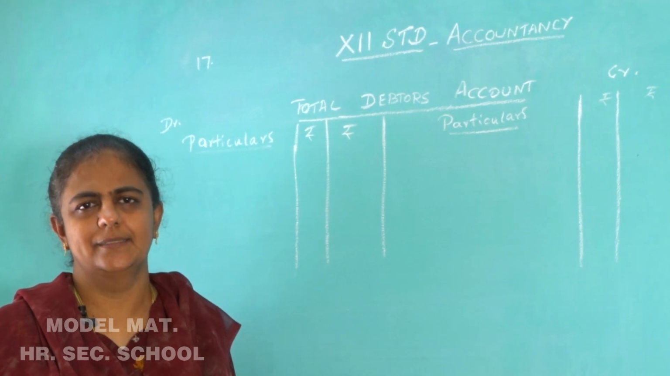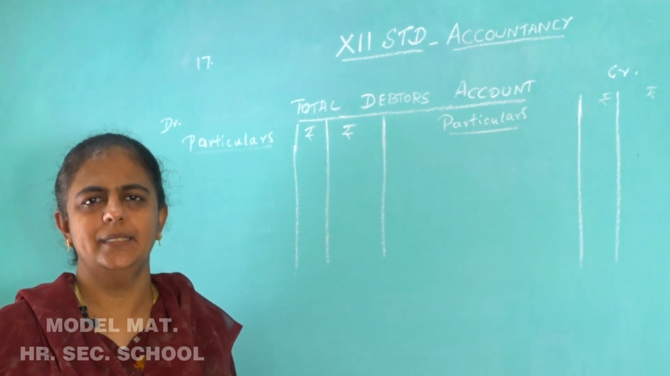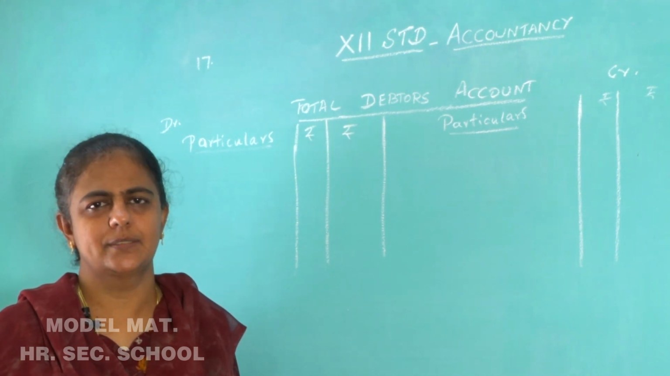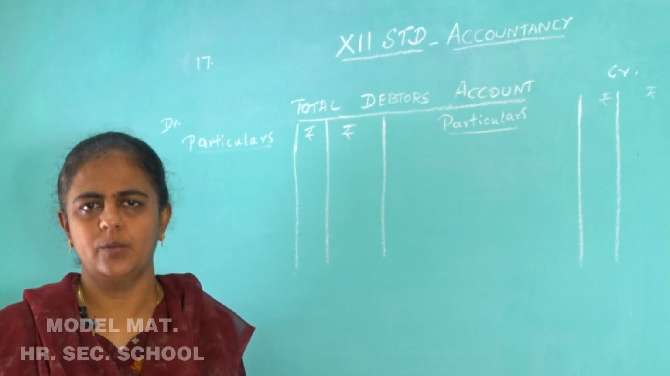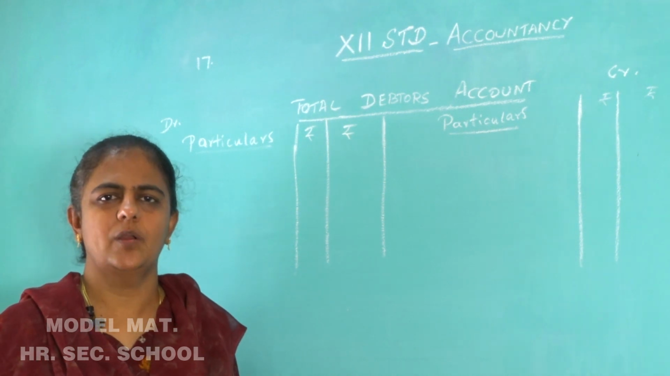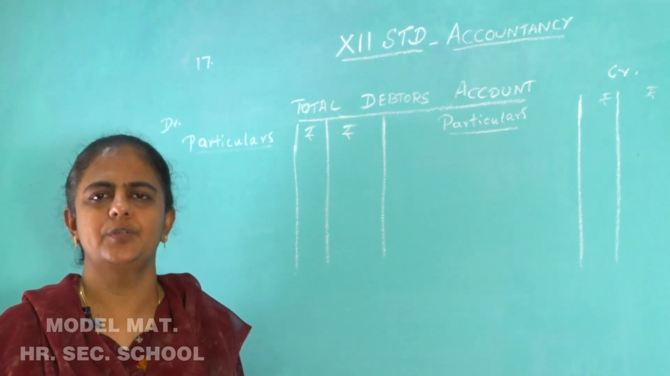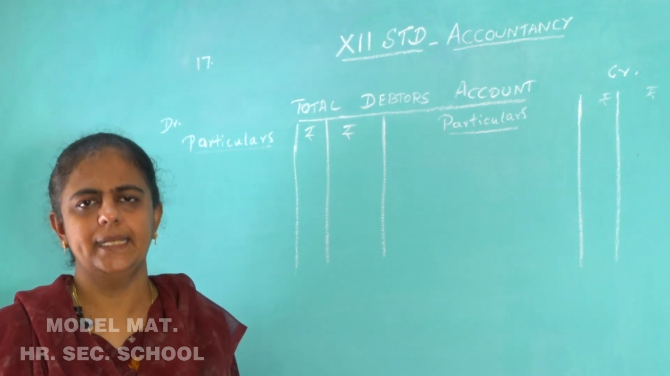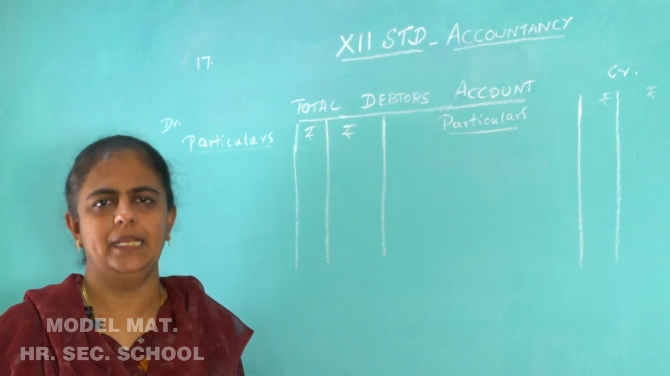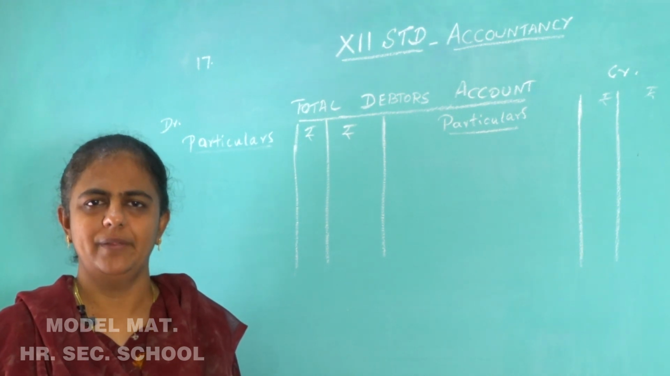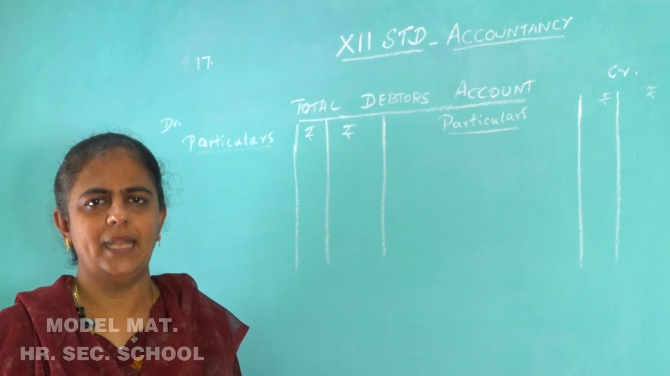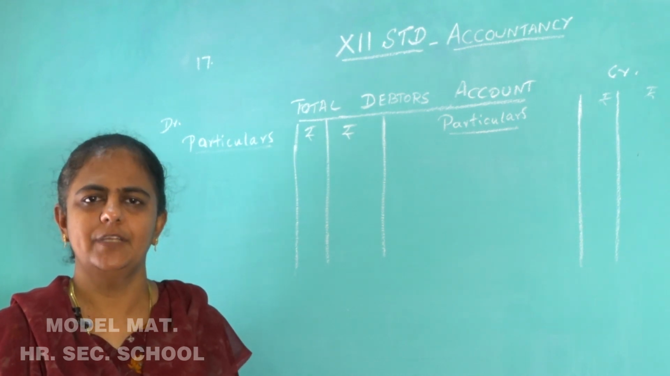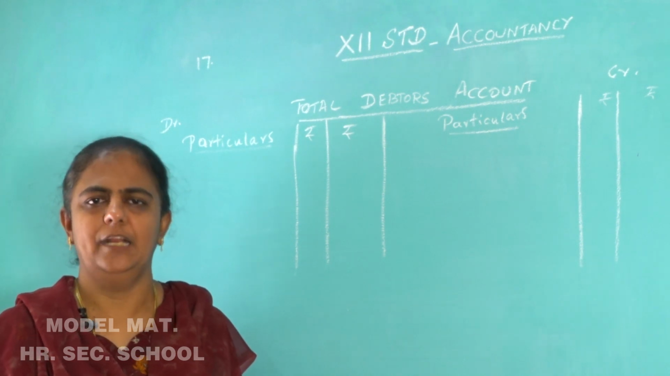Welcome to today's session. Today's class we will be learning how to prepare final accounts from incomplete records. But before preparing final accounts, there are some missing figures. So first you have to calculate the missing figures, then you have to prepare trading account, profit and loss account and balance sheet. Hope children, in the previous class you would have learnt the format. If you learnt the format, you can easily calculate the missing figures and then prepare the final accounts.